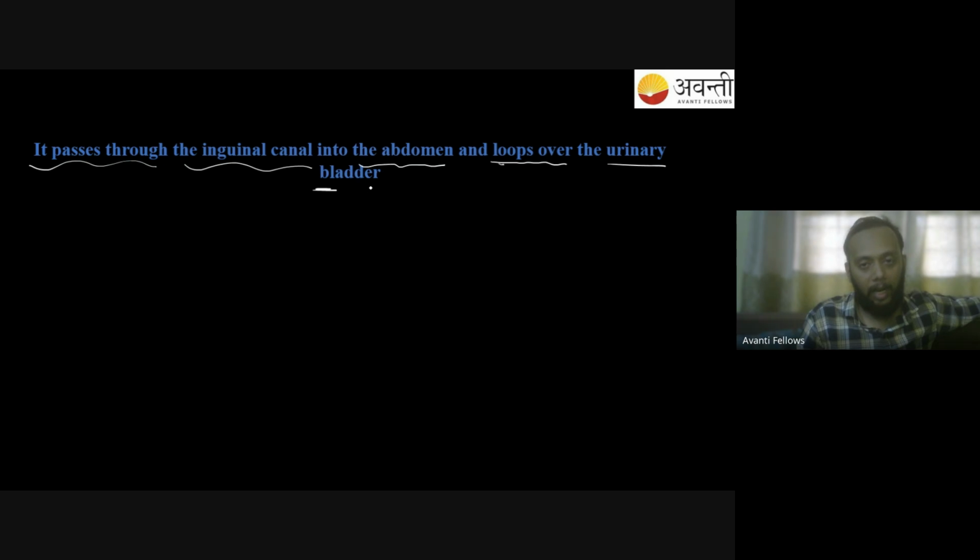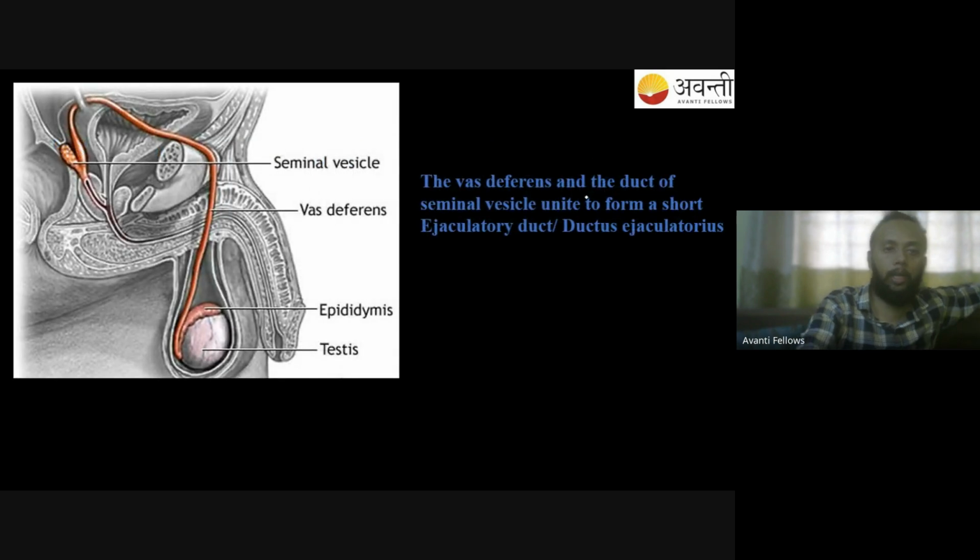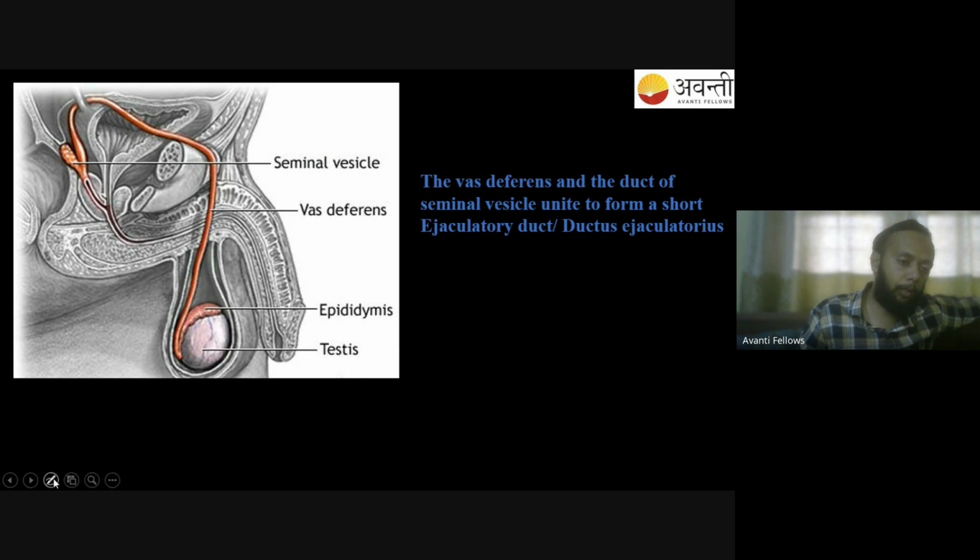Vas deferens. Right, absolutely correct. They are talking about my vas deferens. So that is something we are talking about. Okay. So now you can see the vas deferens and the duct of the seminal vesicle. So now have a look over here at what they have mentioned. The vas deferens, just wait a minute.